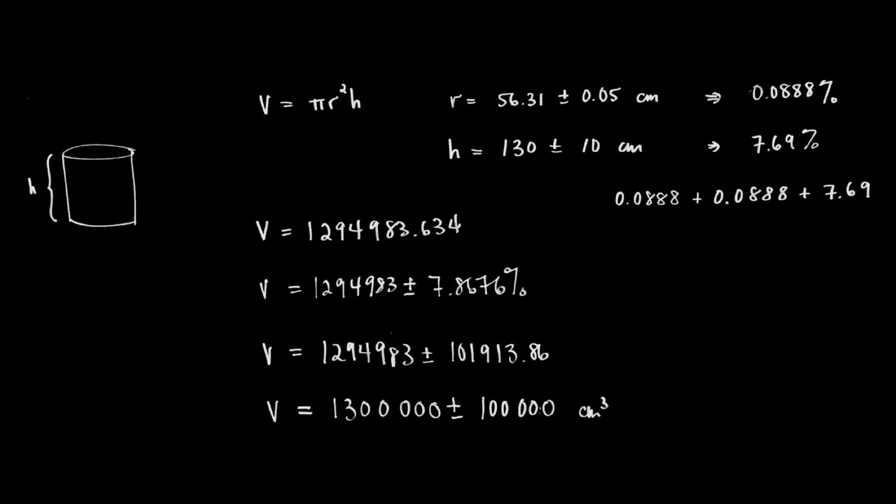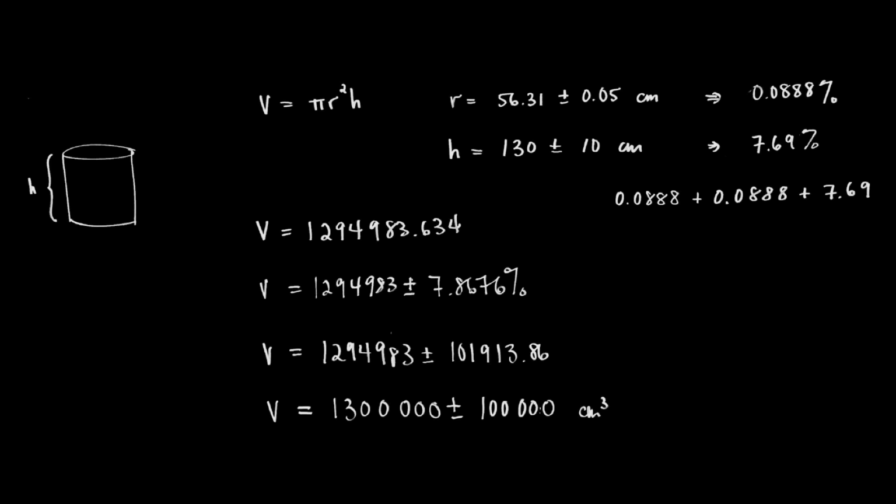10 divided by 130 times 100. 7.6923. That's more digits than I would ever keep for that, so I'm going to call it 7.69. Plenty of digits. There you go, 7.69%. Out of these two measurements, that relative uncertainty shows me that the height measurement is the worst. If I wanted to improve this experiment, and determining the volume of a thing isn't really an experiment, but if I wanted to improve it, that's where I would go to improve it.